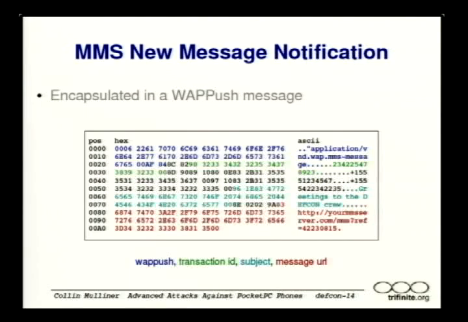So that's how the notification looks. You see at the end the red part. This is just the URL where the message is waiting for you, and then you see the blue part is the WAP push, just some information. You see some transaction and the subject. It's all in there.